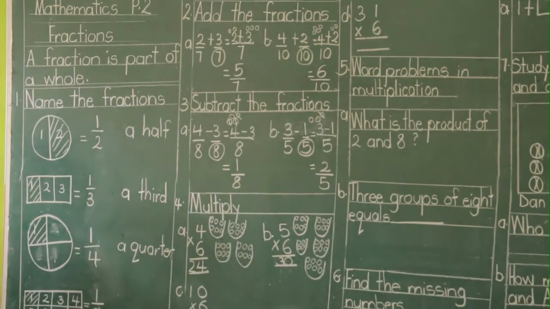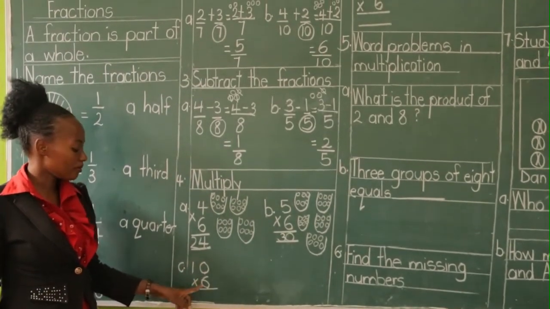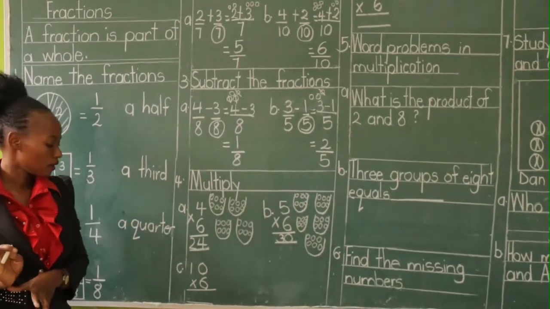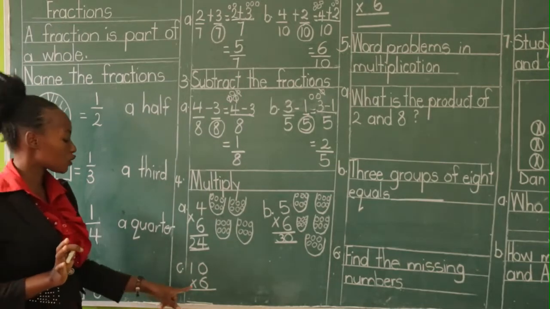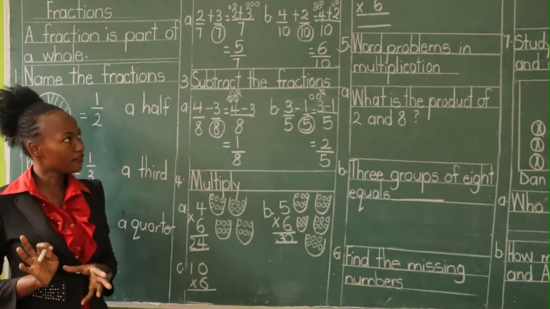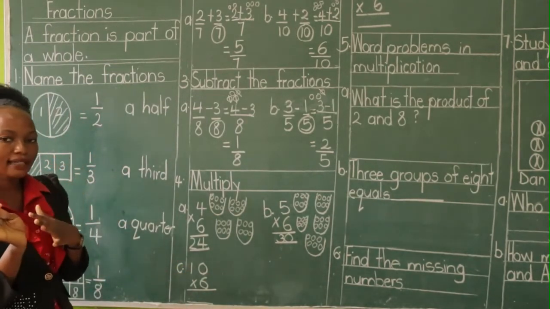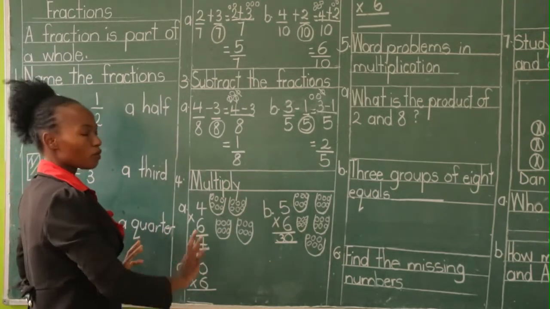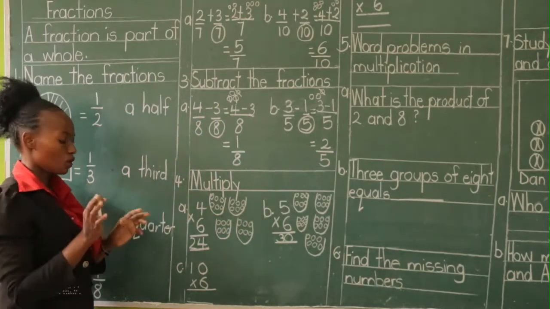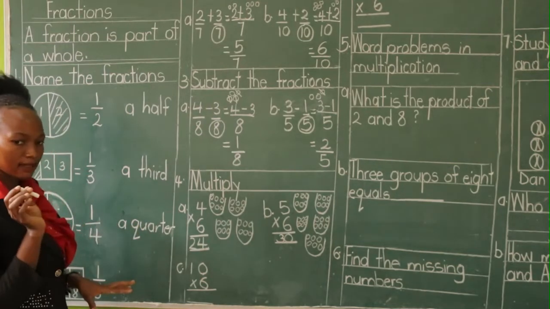Our next example is 10 times 6. On this number, we are not going to draw the 10 groups of 6. Now here we are going to follow the place values. We are going to follow the place values when multiplying such numbers. Now when we are adding, multiplying, subtracting, we always start from our right hand, and that is ones. We always start from ones.